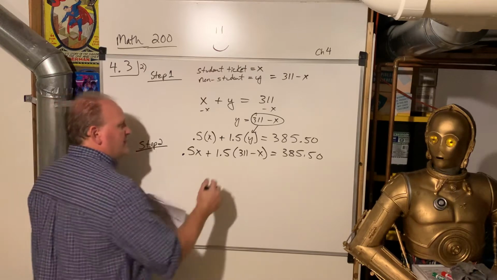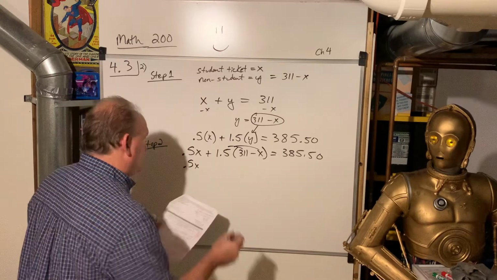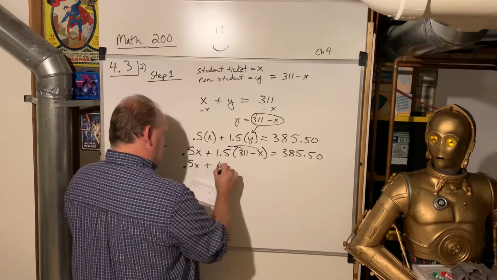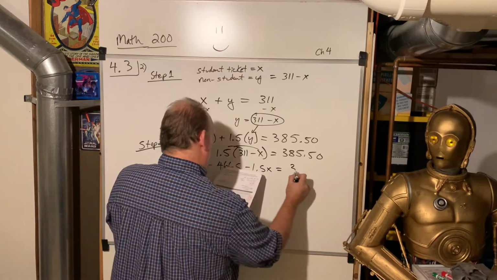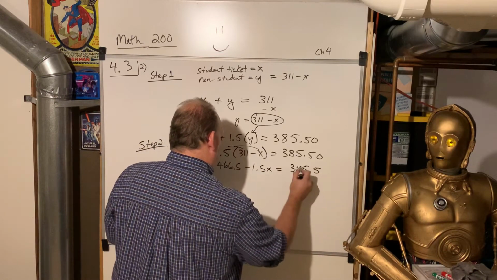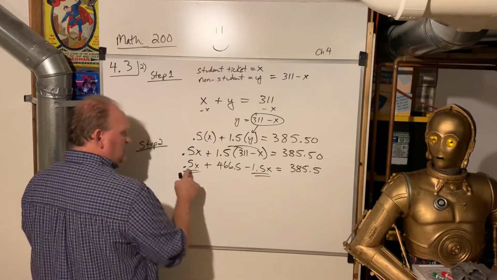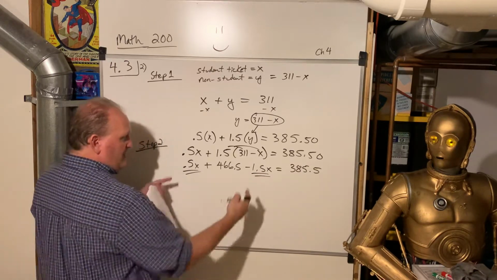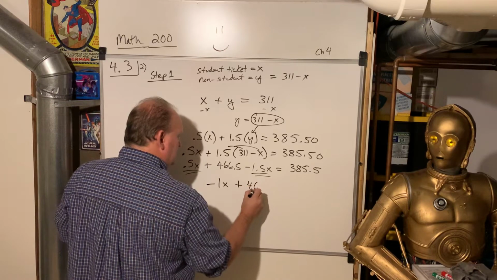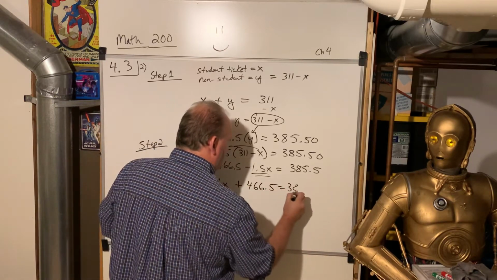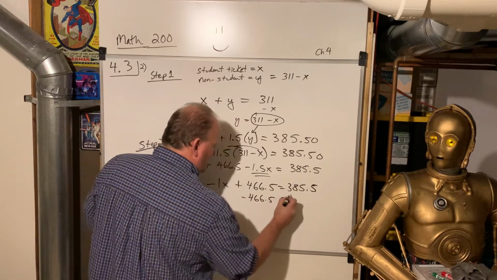I'm going to do the distributive property. So I got 0.5x, and I already clicked that into my calculator. That's 466.5. So 1.5x is equal to 385.50. I'm just going to call it 0.5 for now. Combine like terms, put those two together. So that positive 0.5 and negative 1.5 on the same side is negative 1x. 466.5 equals 385.50. Subtract 466.5 from both sides.